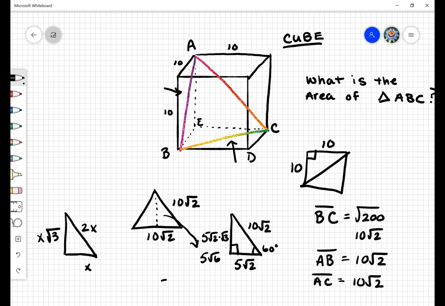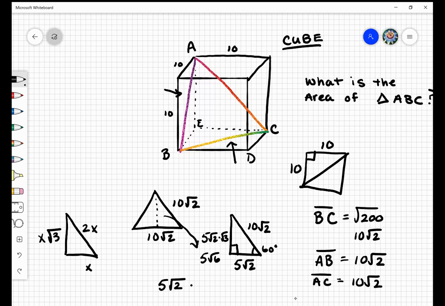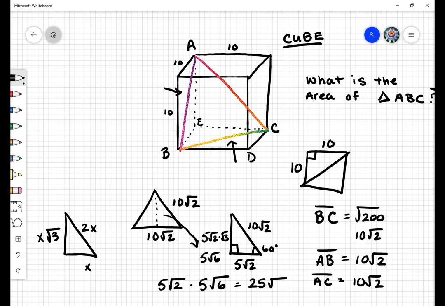So if we did 1/2 the base times the height, we would get 25 square root of 12, or factor out a 4, 50 square root 3. Is that an answer?